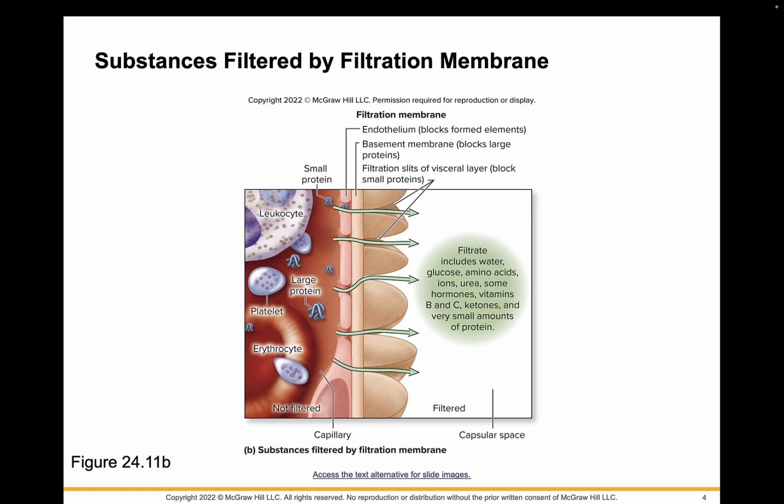Now, the next thing we have to address is what is actually filtered by the filtration membrane. What is actually filtered, and that will be filtrate, includes water, glucose, amino acids, ions, urea, some hormones, vitamins B and C, ketones, and very small amounts of small proteins. So that is important to keep in mind. So notice what is not filtered. What is not normally filtered will be large proteins and formed elements. That is especially important that we understand what can get through the filtration membrane and what cannot.